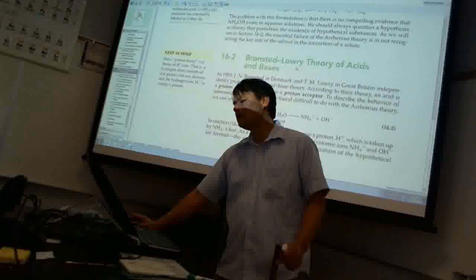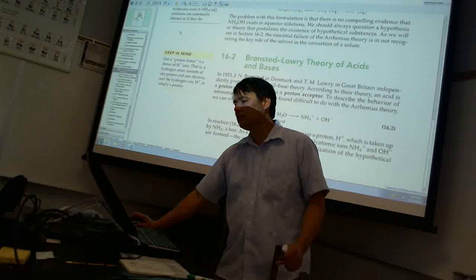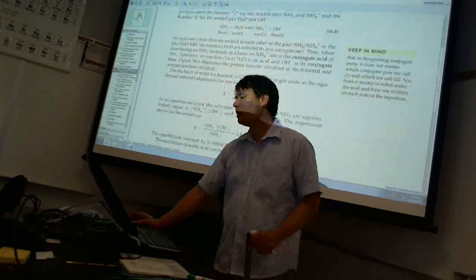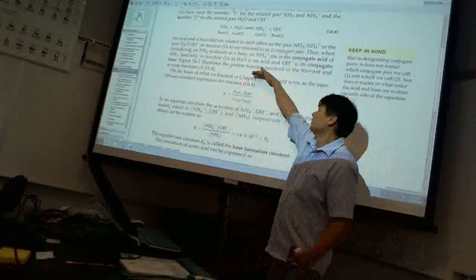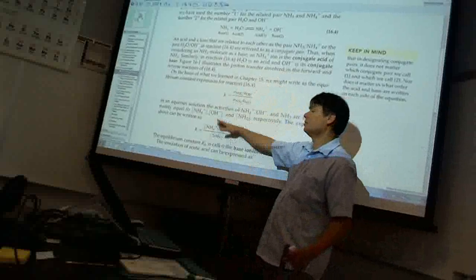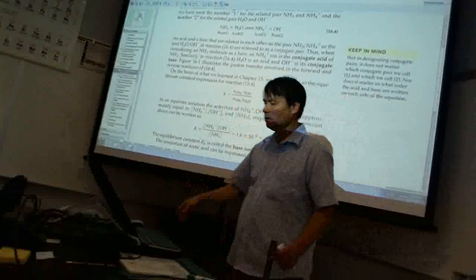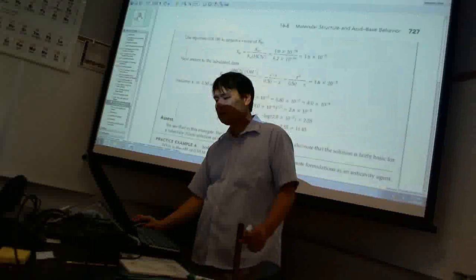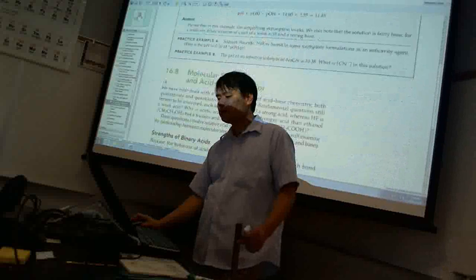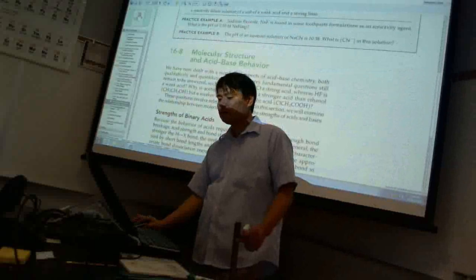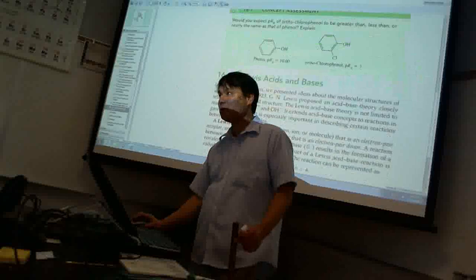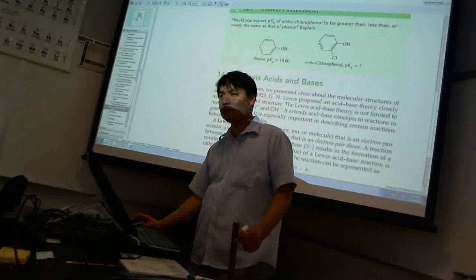16.2 is Bronsted. Bronsted: proton donor, proton acceptor. This is half a page's worth, up to here. Yeah, and so this K calculation, we don't bother. K calculations are in Chem 1B. And then we jump to 16.8. 16.8 is molecular structure and acid-base behavior. 16.9 is Lewis. I already talked about Lewis acid bases, electron pair donor, electron pair acceptor.